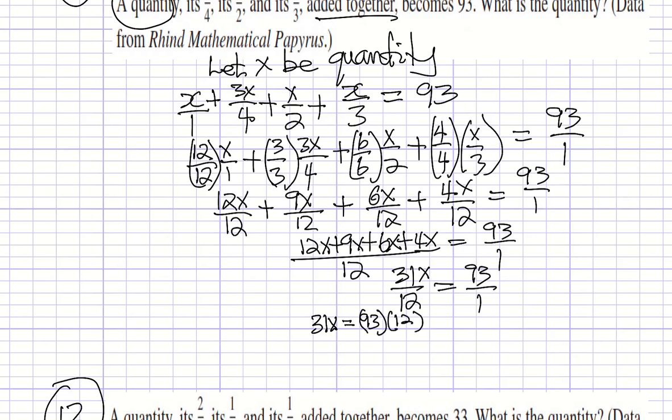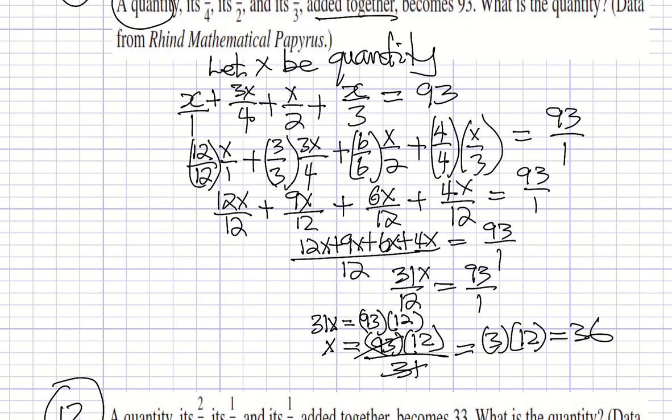That's a huge number there. But that's always a trick. You gotta keep your eyes on the ball. Don't multiply yet. You say x equals 93 over 31. 31 going into 93, you will get 3. So it's 3 times 12, and that's 36. X is 36, man. See? X is 36. That's it.